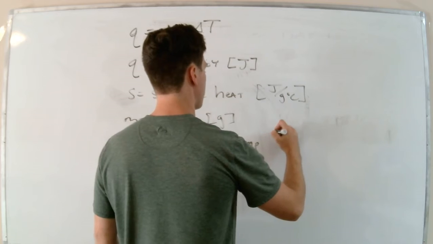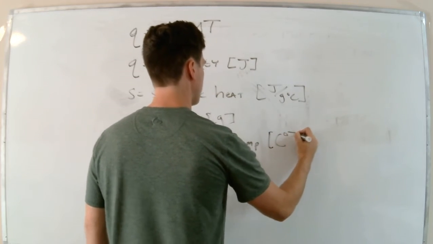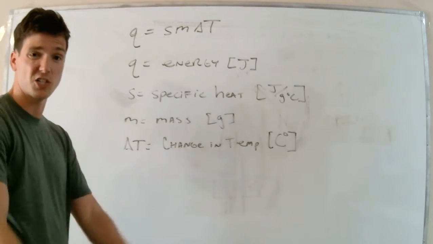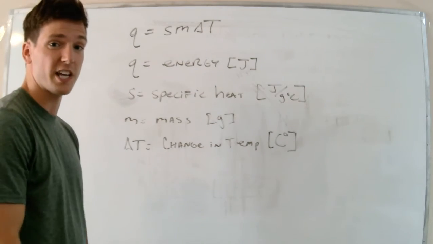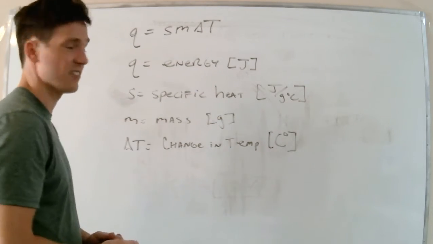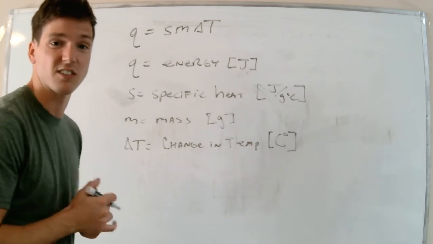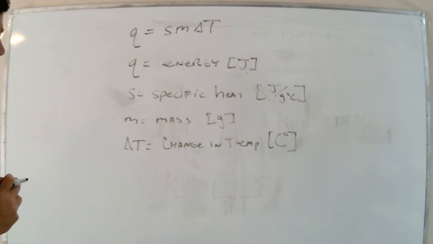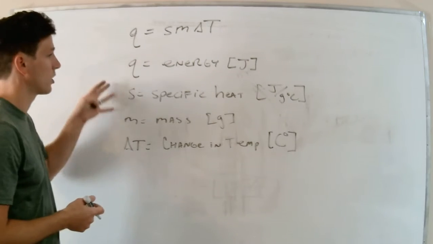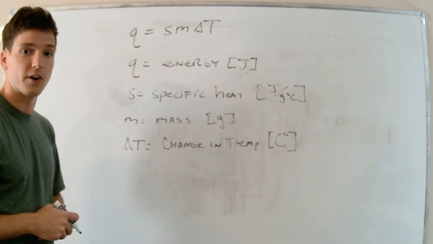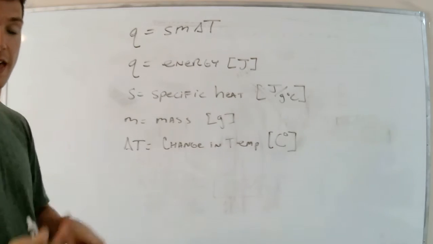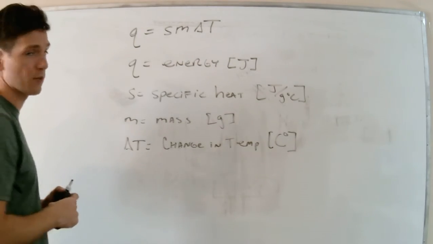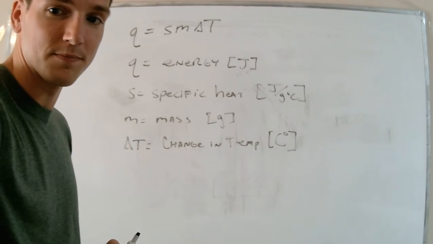And this is typically in Celsius. If it's in Kelvin, you could leave it in Kelvin because the change in temperature is the same. If you change 10 degrees Kelvin, it's the same as changing 10 degrees Celsius. It's just going to be off by a factor of 273 degrees. So that is the equation that we are using. We got Q, S, M, and delta T. So let's do a couple examples with Q = S M delta T now.